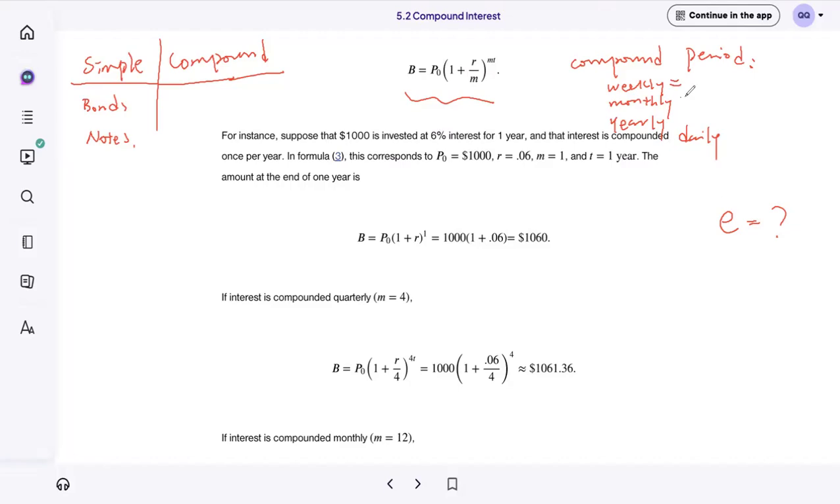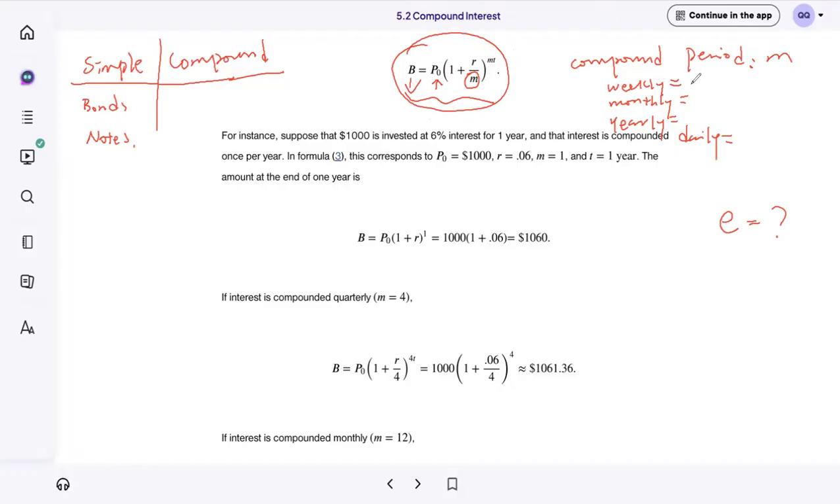Then which formula we use? We're going to use this formula. So B may be representing balance after T years. We still see T here. We still see R interest. R is still annual percentage interest rate. T is still number of years, the money in that account. P naught is still the initial investment. Now we have one more thing, M. M is a compound period.